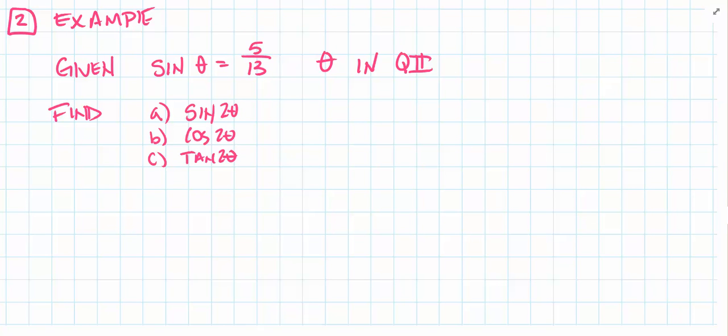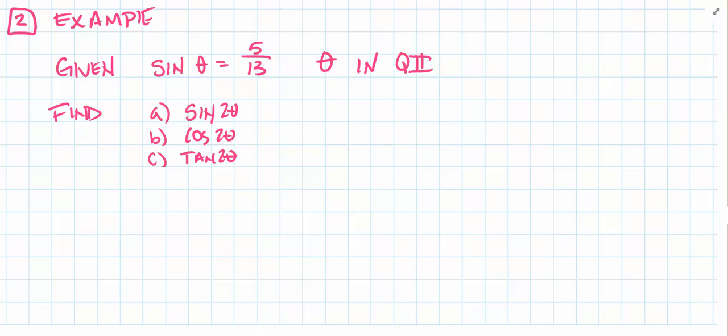Okay, so here's the setup. It's a very classic setup of the types of problems we'll be working on for finding double angles. They're going to give you some information. Sine of theta is 5/13. Theta is in quadrant number 2. They're going to ask you 3 parts, A, B, and C. Find sine 2 theta, cosine 2 theta, tangent 2 theta. All right? So we're going to work A, B, and C individually. And then I'm going to show you a little trick at the end to get part C a little bit faster, okay?